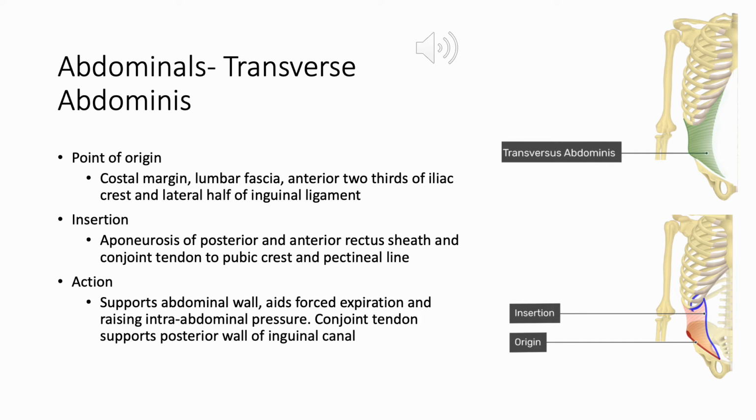The point of origin is the costal margin, lumbar fascia, anterior 2/3 of the iliac crest, and the lateral half of the inguinal ligament. And then its action is to support the abdominal wall. It aids forced expiration and raises intra-abdominal pressure. The conjoint tendon supports the posterior wall of the inguinal canal.